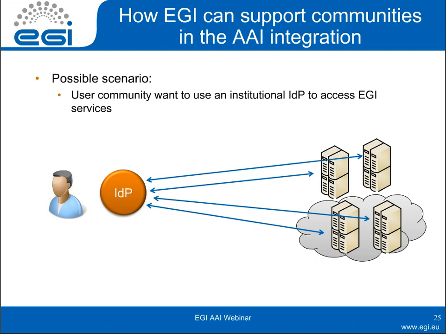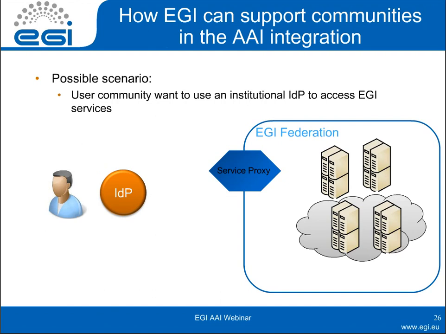So one way we can support this is to show the EGI Federation as a single service provider, to use a service proxy, let's say, which is a technical service but is also a policy thing, because we act as a whole towards the identity provider. Then we just need to agree the policies for the use case with the identity provider, and if you need two identity providers, then we can do it twice, rather than having a quadratic increase of interaction between services and identity providers.